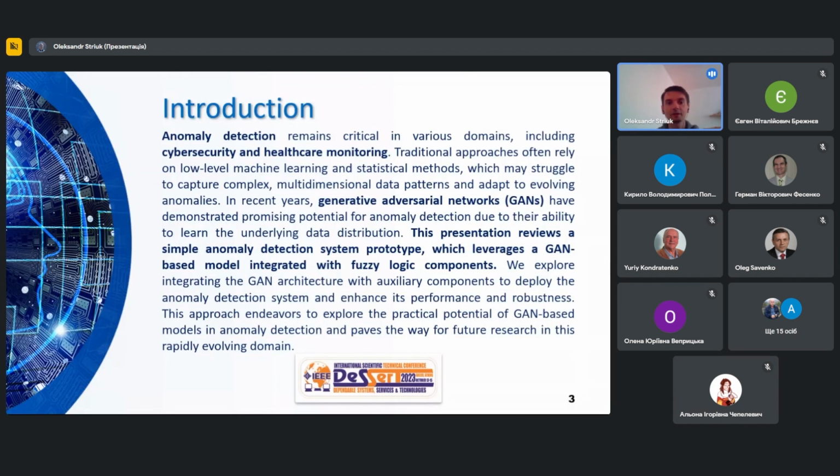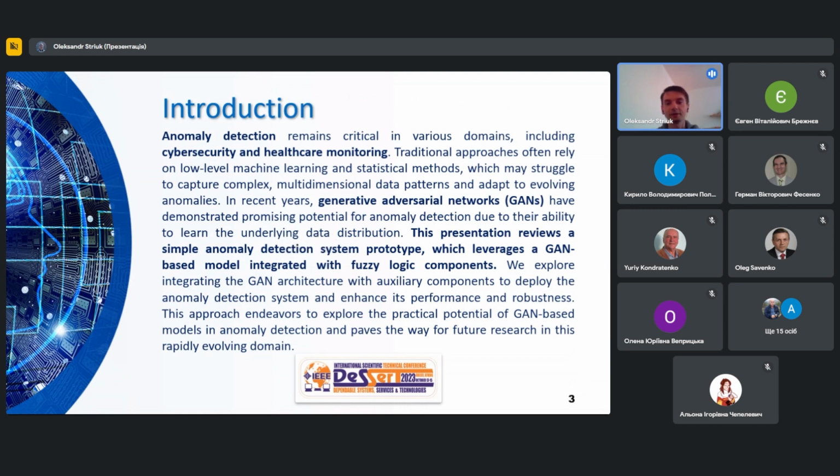So anomaly detection remains critical in various domains, including cybersecurity and healthcare monitoring. Traditional approaches often rely on low-level machine learning and statistical methods, which may struggle to capture complex, multidimensional data patterns and adapt to evolving anomalies.